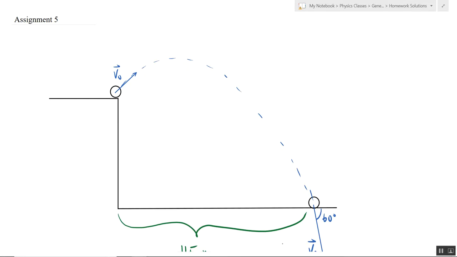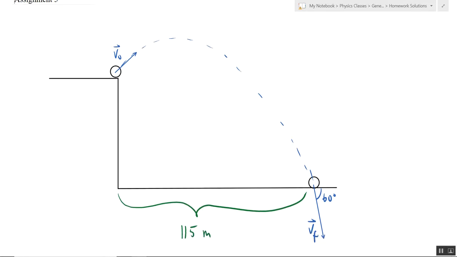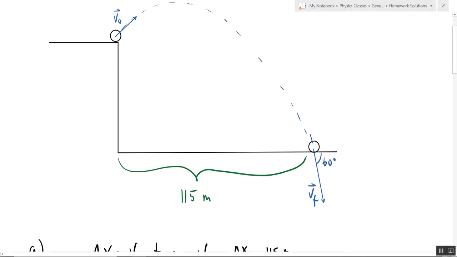So the first problem was you had this projectile that was launched from the edge of the roof of a building, and you knew basically where it landed on the ground. So it lands over here, 115 meters horizontally from the base of the building. And you also know the angle that it landed at. And the first question is, what initial speed was it launched at? Okay, so we're trying to find the magnitude of the initial velocity here.